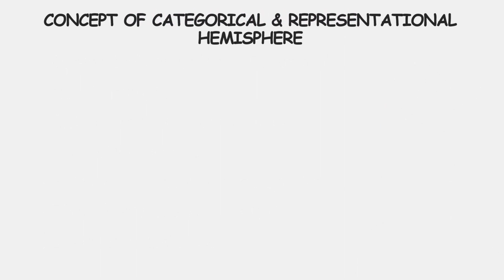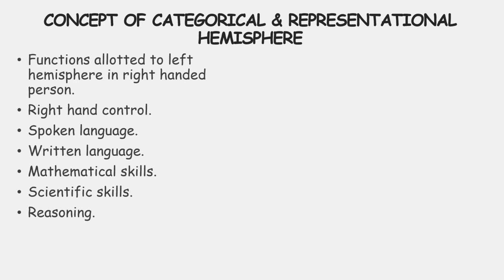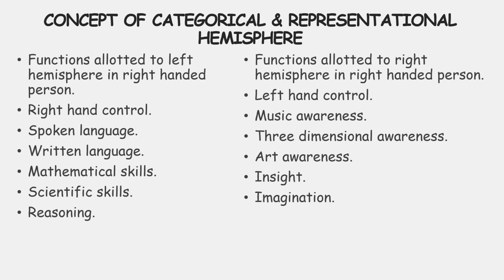Concept of categorical and representational hemisphere. Functions allotted to the left hemisphere in right-handed persons: right hand control will be much better. Spoken language is stored in the dominant hemisphere, that is the left hemisphere. Then written language, mathematical skills, scientific skills, and reasoning are all associated with the left hemisphere. And functions allotted to the right hemisphere in right-handed persons: they have left hand control, more music awareness, better three-dimensional awareness, art awareness and interest in drawing, and better insight and imagination.